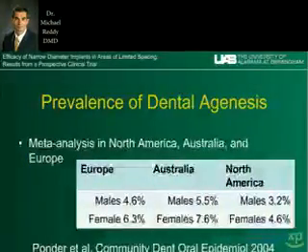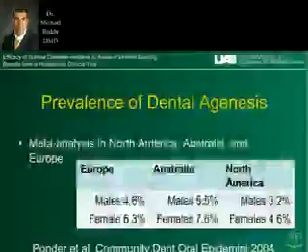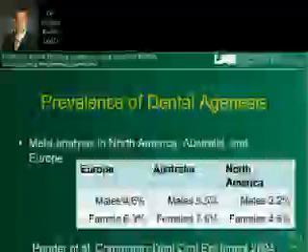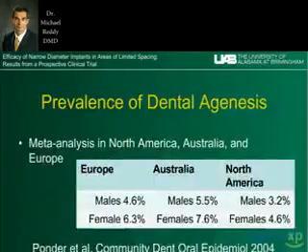First, let's talk about the prevalence of missing teeth or dental agenesis. Probably the best data available is from a meta-analysis which was conducted in North America, Australia, and Europe and combined 24 studies. You see that there is a higher incidence of tooth loss in women than men in general, and it was higher in Australia than Europe and then North America. But overall, this is a fairly common problem.